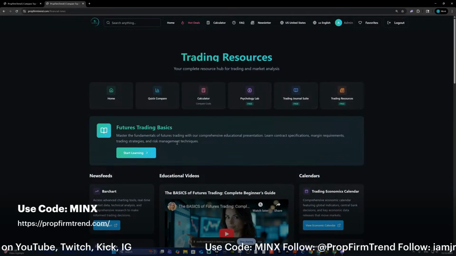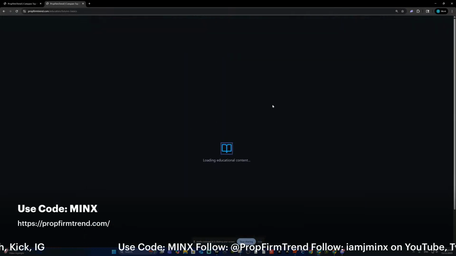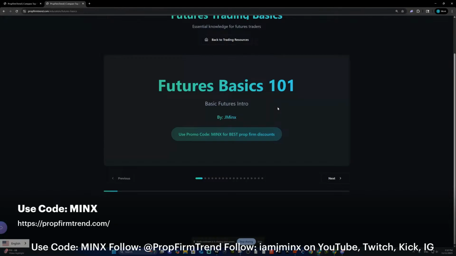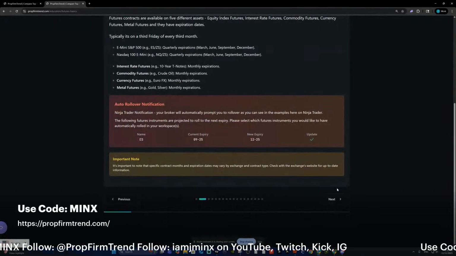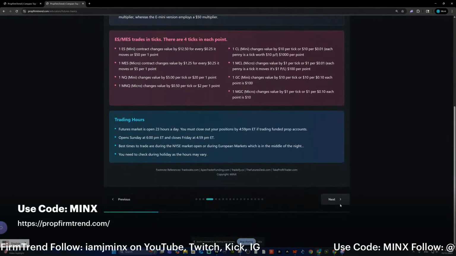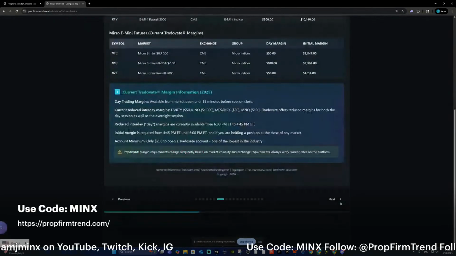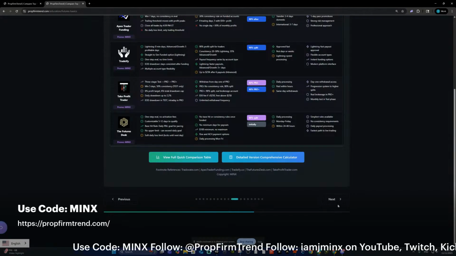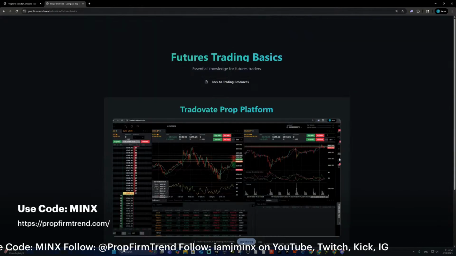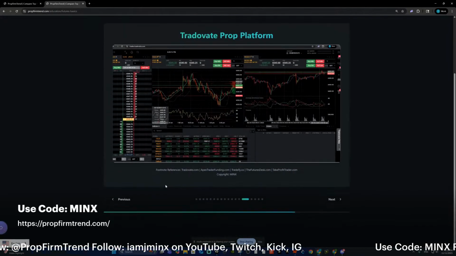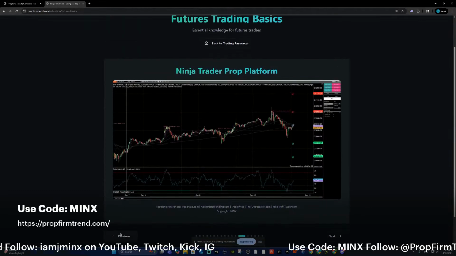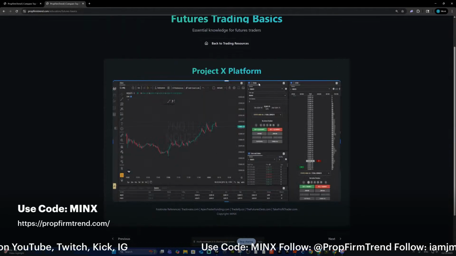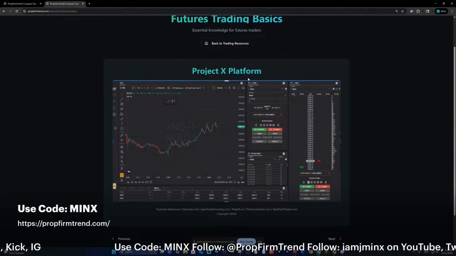Let me go back to this thing so I can show you guys what some of the platforms look like. And then I'm going to execute some trades on a sim account just to show you guys how it moves. Okay, this right here is called Project X platform.